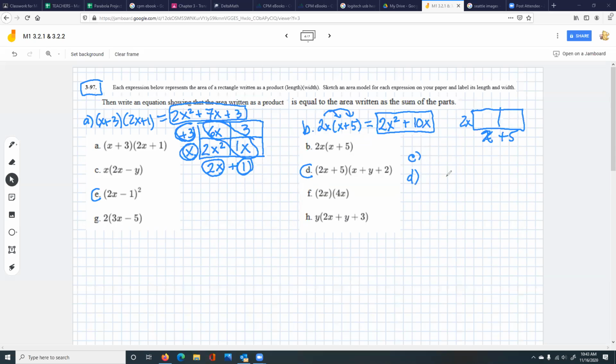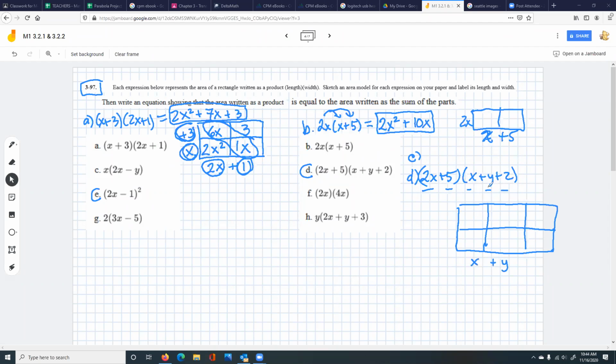For D, we're going to do 2x plus 5 times x plus y plus 2. So this is a 2 by 3, right? We have 2 by 1, 2, 3. So we need to make a 2 by 3 box. The 3 is going to be on the bottom, x plus y plus 2. My binomial, 2x plus 5, I'm going to put over here. Then we're going to multiply and fill them in. So what is 2x times x going to give us?